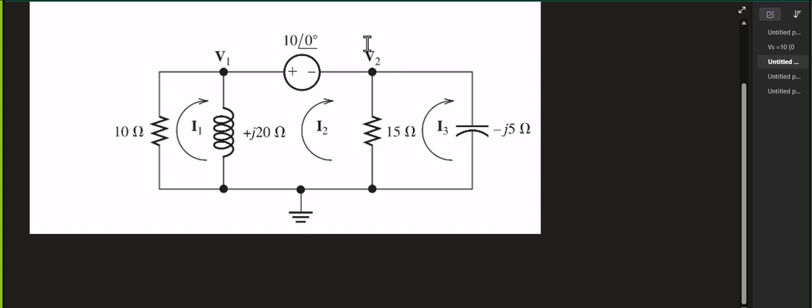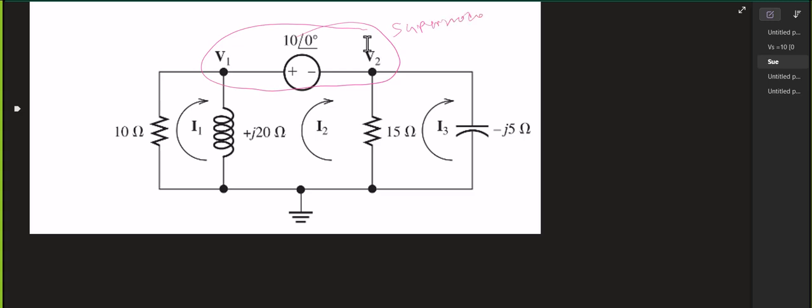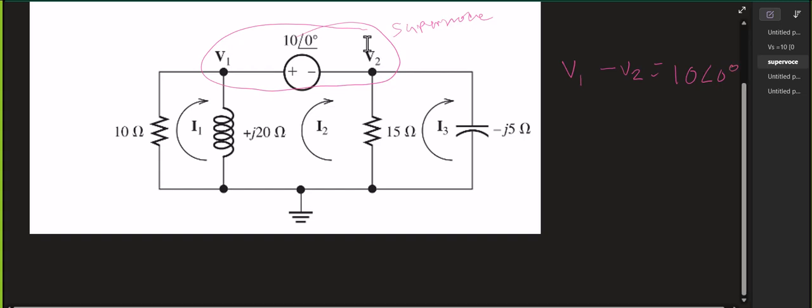You may or may not remember from circuits 1 that if I have two nodes separated by a voltage source, I can make that a supernode. And so for my supernode, one equation I'll get is V1 minus V2, the positive side minus the negative side, equals the value of the voltage source. So that is one of my equations.